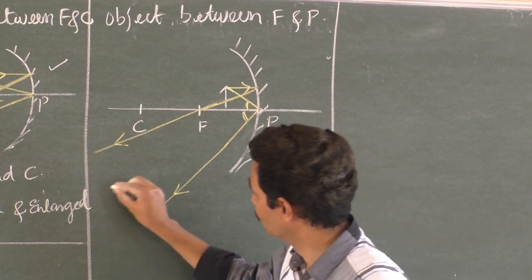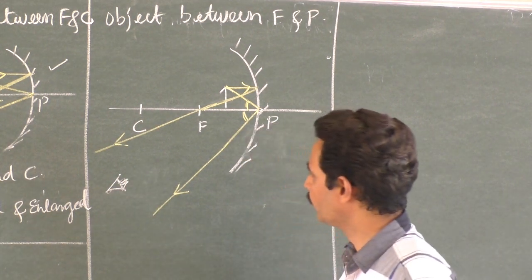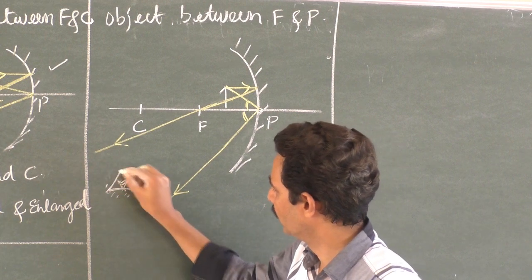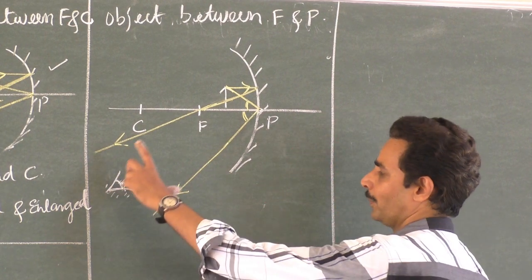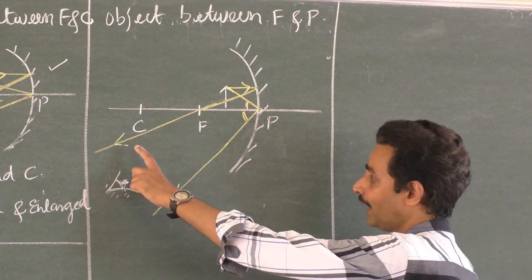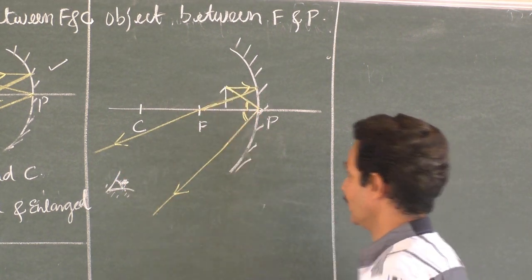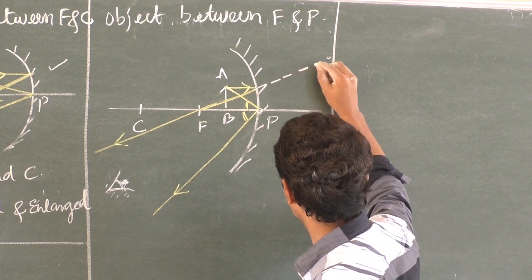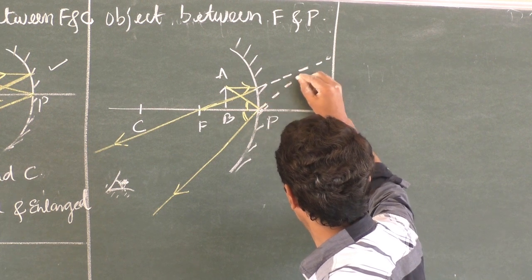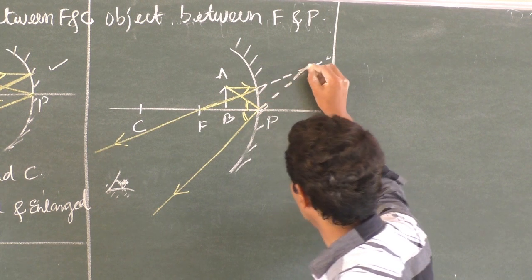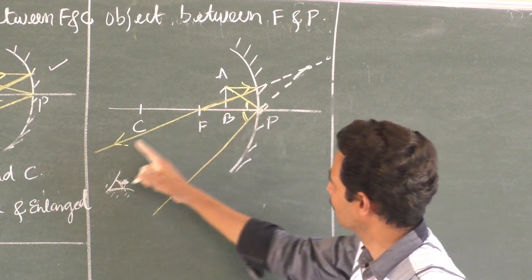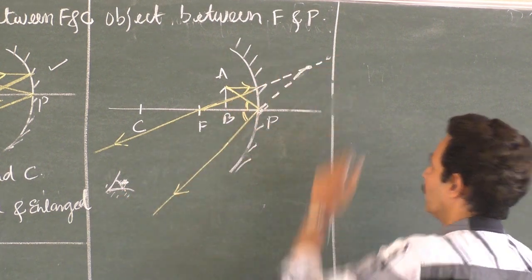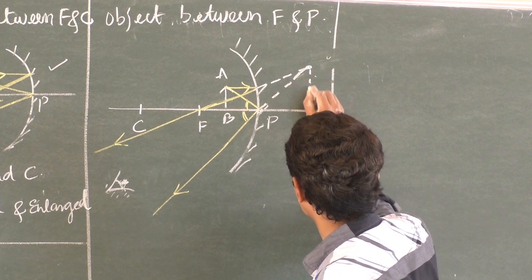Suppose you look from this point, you feel that this is your eye, my beautiful diagram. I think you can follow that this is the eye. For a person observing from here, he feels that these two rays are not coming from this object AB. They are coming from some point here. Produce this backwards using the same straight line. He feels that these diverging rays are coming from a point here. So this point appears to be the image.